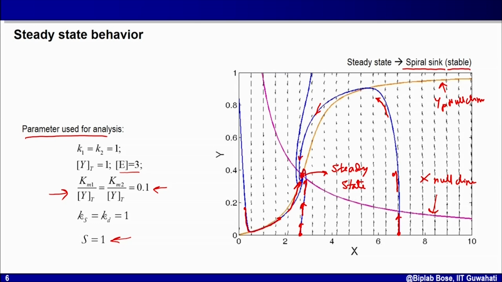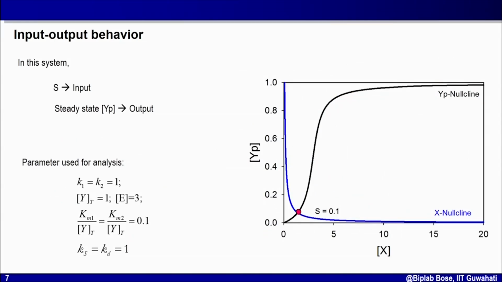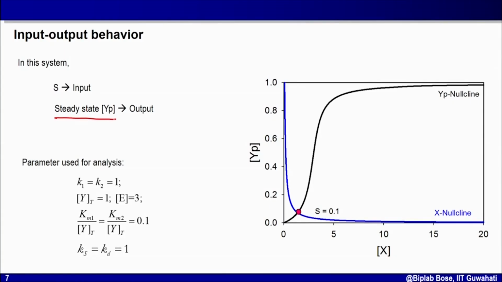So what I have shown in this phase portrait plot is that for this system there is only one steady state, and that steady state is stable, so it is a monostable system. Let us further explore the behavior of the steady state. Remember, the input to this circuit is S, the signal. What can be the output? I can consider the steady state value of YP as my output. So with the steady state value of YP as my output and S as my input signal, I want to see how my output changes as I change S.